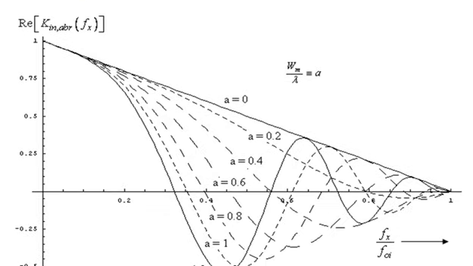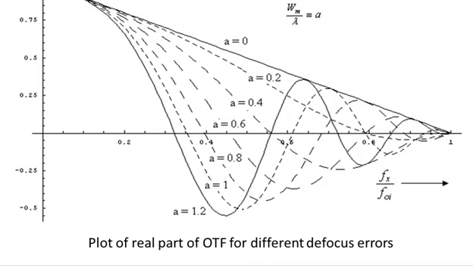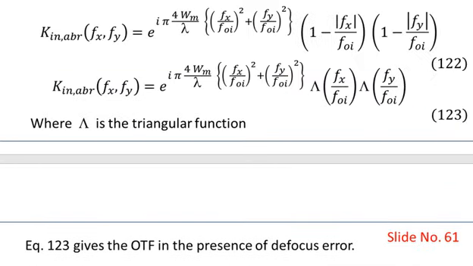So we are going to plot this one. On the vertical side we have the real part of the normalized incoherent transfer function, and on the right hand side we are going to plot fx over f0i. Since this is a one-dimensional plot, we are going to plot only this first triangular function, which contains fx over f0i. The other is not going to be plotted because that would involve a two-dimensional plot.